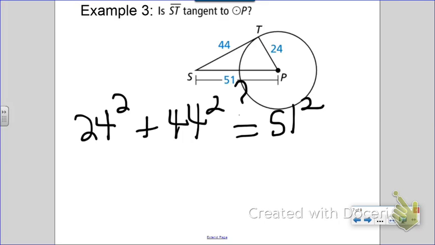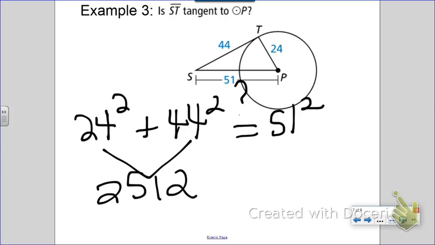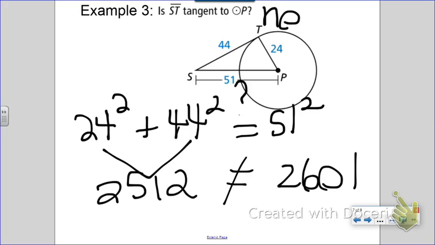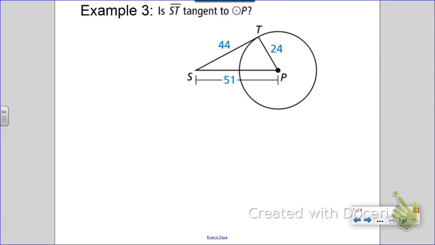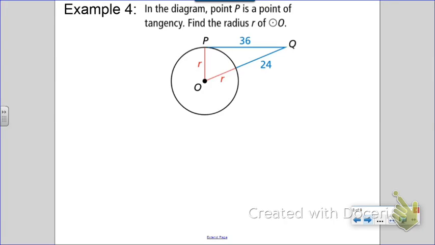If we do the math, if we add these two together, we can see that they are not equal. So this is no, it is not tangent. So this is not a right angle. Our next example, P is a point of tangency. Find the radius of the circle.